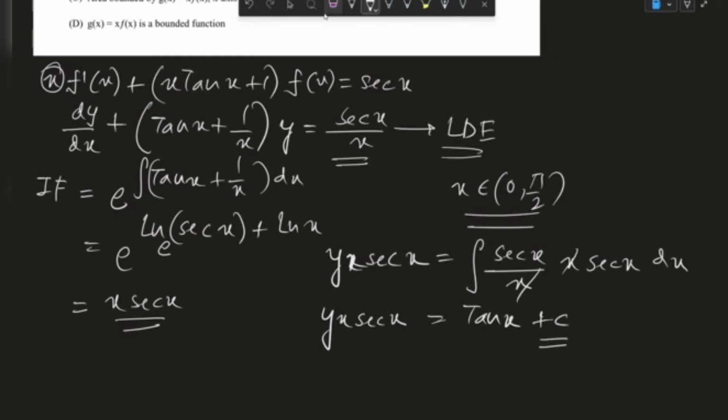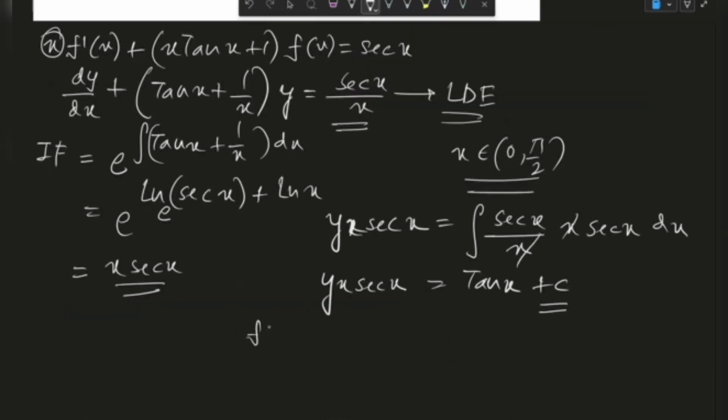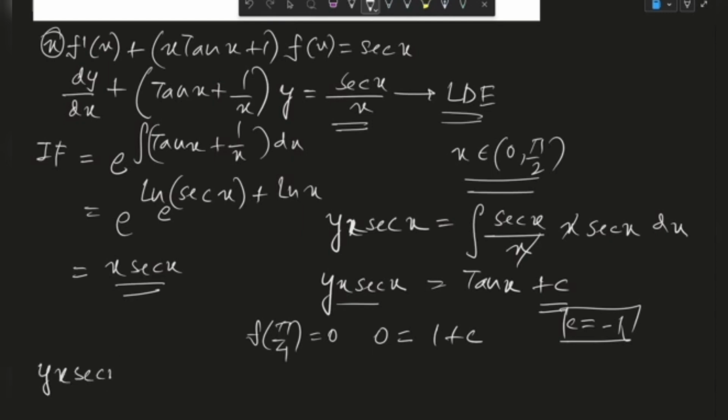And now I will just look at the question once. So basically they have given us a condition that f of pi by 4 equal to 0, to calculate this integrating constant. So I will do it. As f of pi by 4 is 0, so basically this thing is 0 because y is 0. Tan of pi by 4 is 1 plus c, so basically c is minus 1. So our equation comes out to be y x secant x equal to tan x minus 1.